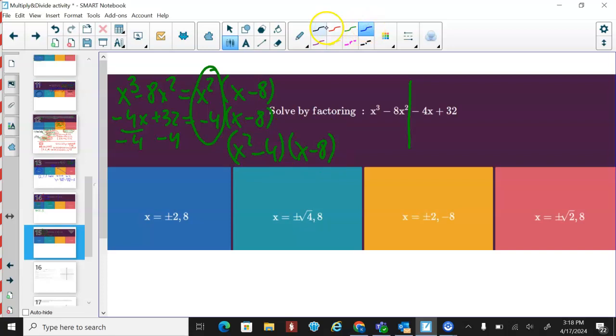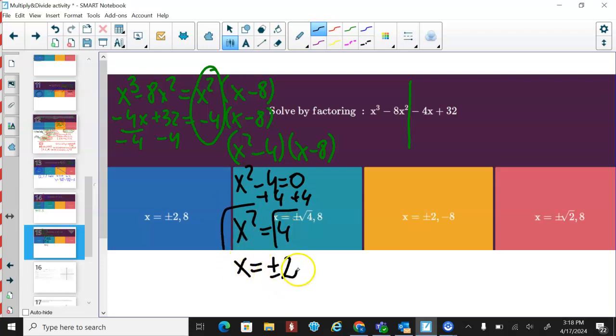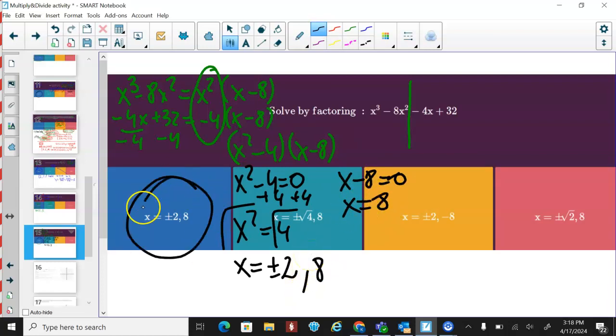We're going to again set them equal to 0. So x squared minus 4 equals 0. I'm going to add 4. x squared equals 4. Square root. I'm square rooting a positive 4, so that's simply plus or minus 2. There is no i. Now x minus 8 is simply x equals 8. Okay? So now the correct answer is this one. There is no i because I'm not square rooting a negative.